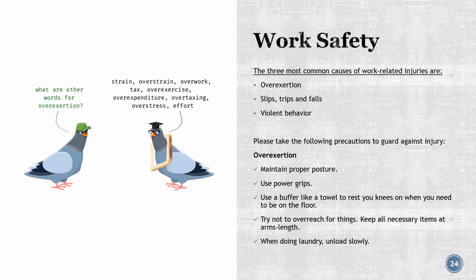The 3 most common causes of work-related injuries are overexertion, slips, trips and falls, and violent behavior. Please take the following precautions to guard against injury. Overexertion: Maintain proper posture. Use power grips. Use a buffer like a towel to rest your knees on when you need to be on the floor. Try not to overreach for things. Keep all necessary items at arm's length. When doing laundry, unload slowly.